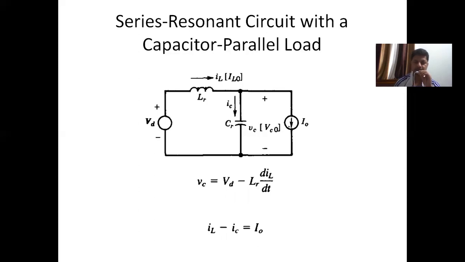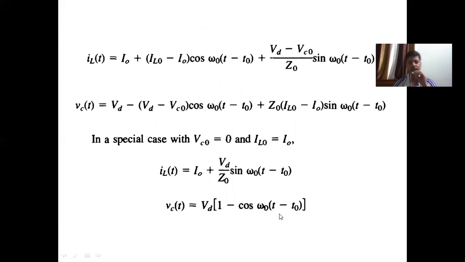Again, if we write the state equations here, taking the inductor current IL and capacitor voltage Vc, which are the state variables, then Vc is equal to Vd minus LR dIL by dt, and the inductor current IL minus IC is equal to I0, or IL is equal to I0 plus IC. If we solve these equations as we did earlier, this is the solution. Now, as you can see, both IL and Vc have been shifted upwards by value I0 and Vd respectively.